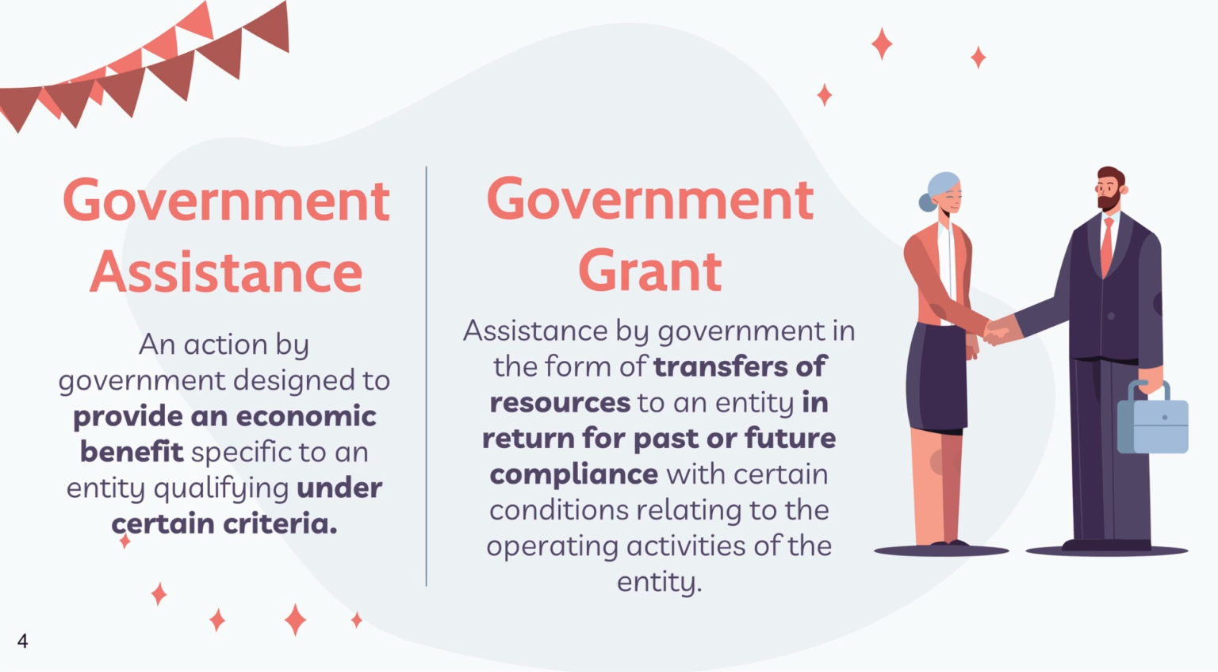And then now let's talk about a government grant. It's assistance by government in the form of transfer of resources to an entity in return for past or future compliance with certain conditions relating to operating activities of the entity. So this could be government giving out, again, money for, let's say, the company having to meet specific targets or having to do specific activities while they're operating their business.